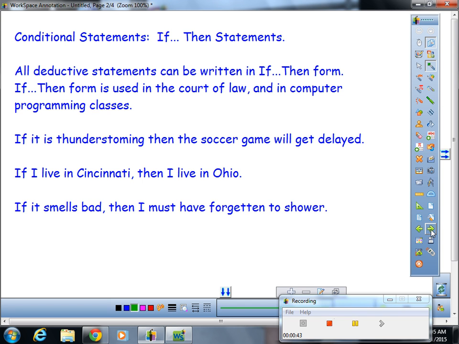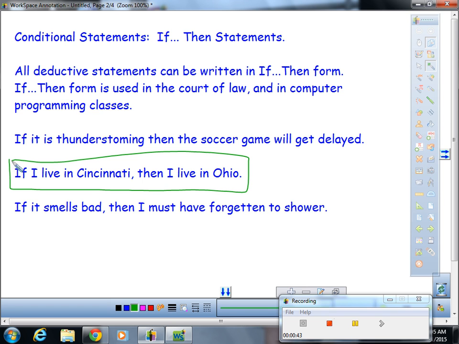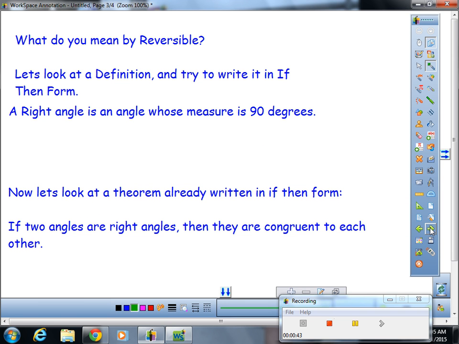Boom. So, notice that the order of if-then statements matter. Take a look at the second one. Could I say that if I live in Ohio, then I live in Cincinnati? That would be a false statement. So the first thing you need to understand is that the order in which you write your conditional statements is certainly important. That's going to get into this idea of reversibility. What do I mean by reversible?